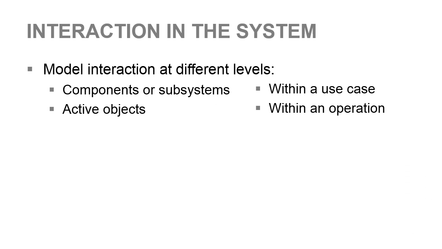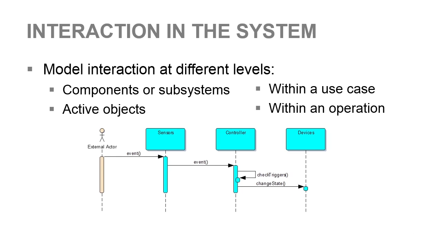Sequence diagrams are used to model interaction between different elements of the system. Those elements can be high-level, like components or subsystems within the system. For example, you might model the interaction between clients and a server in this way, or between the sensors, controller, and devices in the home automation system.